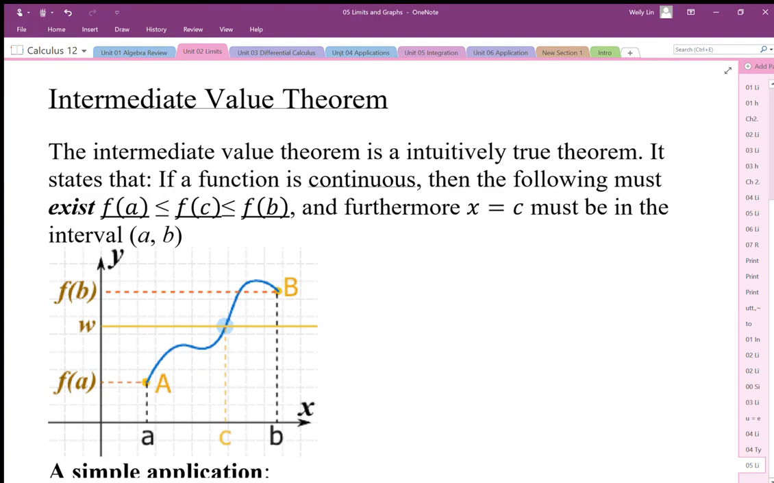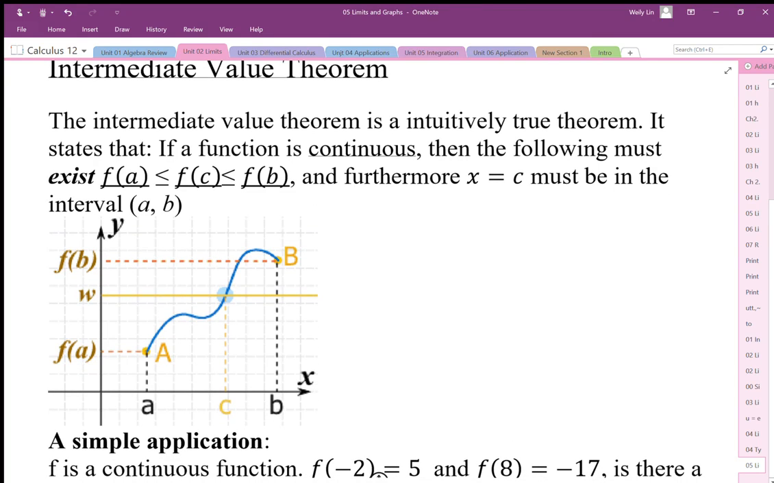So we're going to look at the intermediate value theorem. The intermediate value theorem is a fairly straightforward theorem in that what it's saying is that if we have a continuous function, this is important, the condition that it is continuous. Okay, so that's very important.